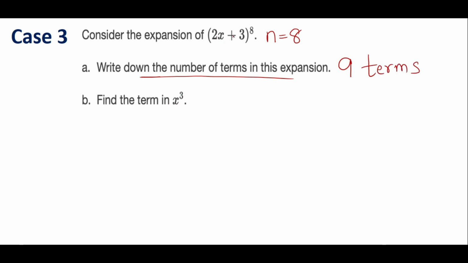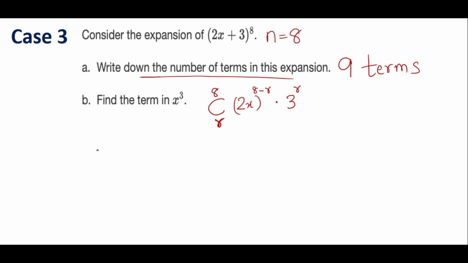Find the term in x cubed. Now when we expand (2x plus 3) to the power 8, there is going to be a term which has x with the power 3. So they are asking you to find that particular term. I will start with nCr. Now n is 8, so I have 8Cr. I'm not sure what the value for r is, so I just keep it as r here. The first term is 2x, so (2x) to the power of 8 minus r, which is n minus r, times you have 3 to the power of r.